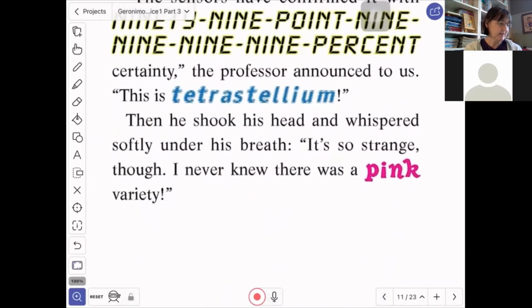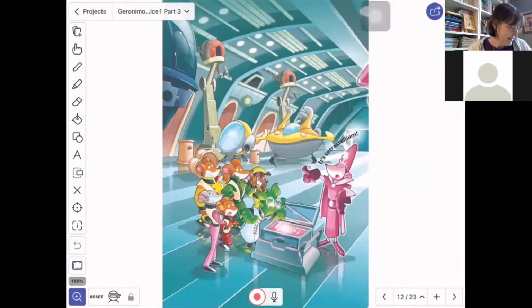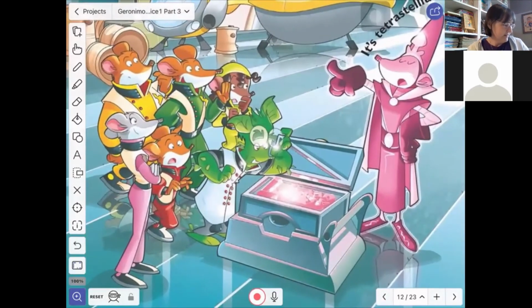I don't think I trust it. Then he shook his head and whispered softly under his breath. It's so strange, though. I never knew there was a pink variety. What's going on here, Archie? I don't know. You trust these three creatures? Nope, because they are aliens. Yes, that's true.